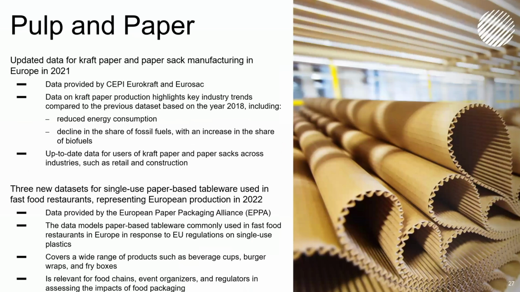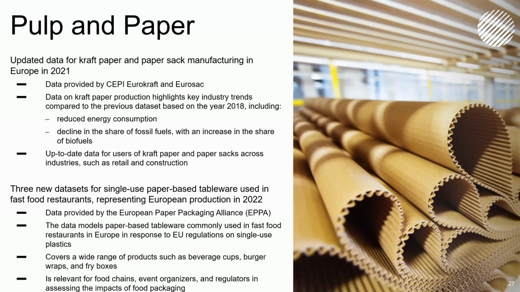For the pulp and paper sector, there are 2 significant updates that I would like to mention. The first one concerns updated data for kraft paper and paper sack manufacturing in Europe. This data represents average European production in 2021 and was provided by the organizations CEPI Eurocraft and Eurosac. Compared to previous data sets from 2018, the updated data on kraft paper production highlights some important trends that have been observed in the industry.